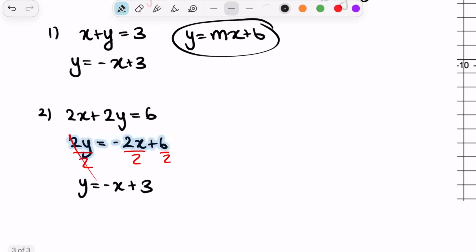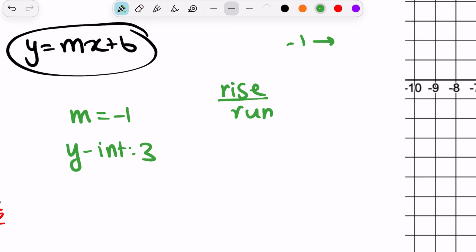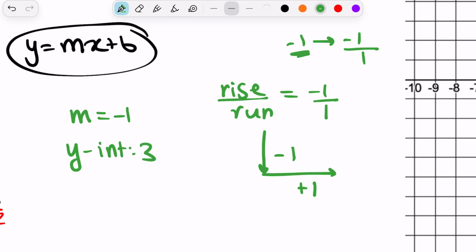So now we can graph them. We know that our slope is negative 1, and we know that our y-intercept is 3. So our slope is negative 1, so we want to represent this as rise over run. How can we do that? We want to represent negative 1 as a fraction, so do negative 1 divided by 1. Because negative 1 divided by 1 is still negative 1, I haven't changed the slope, right? The slope is still negative 1. But this way, I know that my rise is go down by 1 unit, and then my run is go to the right by 1 unit.